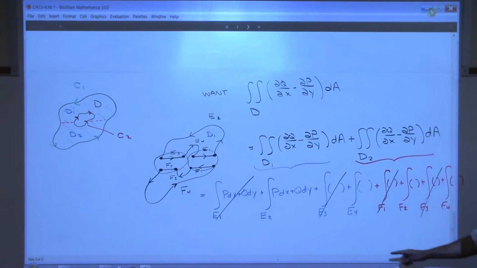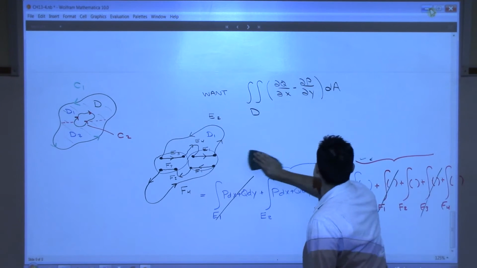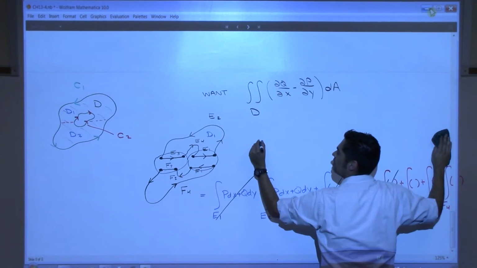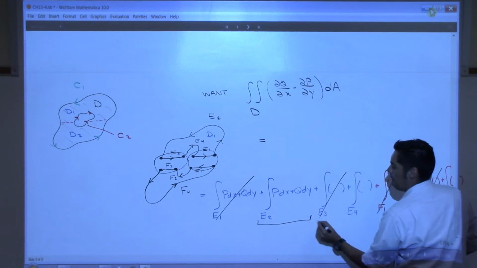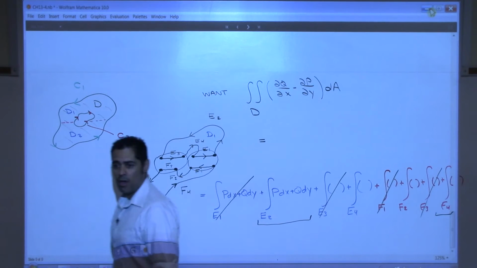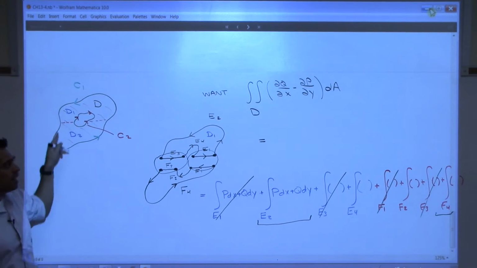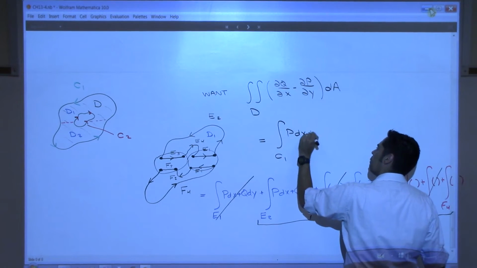What is left? E2 and E4, right? That's what we have. F2 and F4. So let me do it this way. I have to erase here. Remember, that's what we're looking to get, right? That's what we wanted to see what it turned into. I want you to look at E2 and F4. What are E2 and F4, those two paths put together? Which is C1. That's the outer one, right? That's C1. So this is just the line integral over C1 of P dx plus Q dy, right?